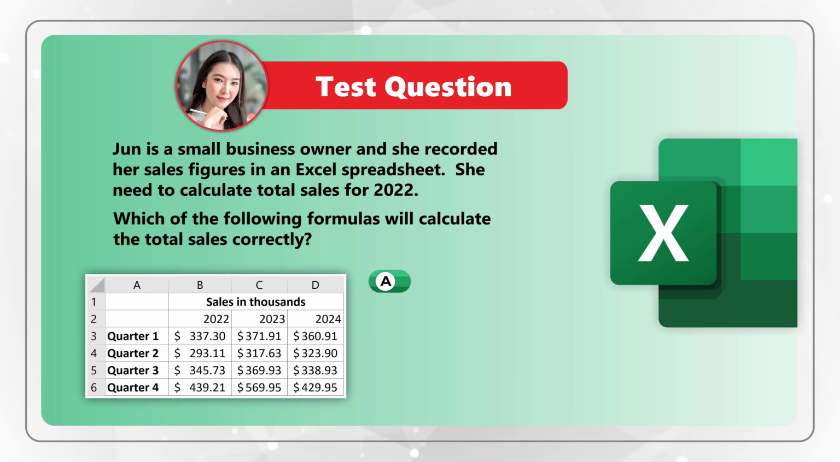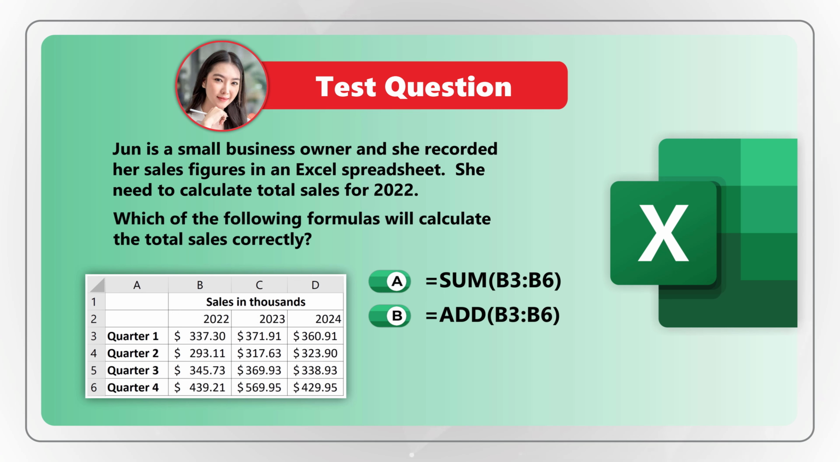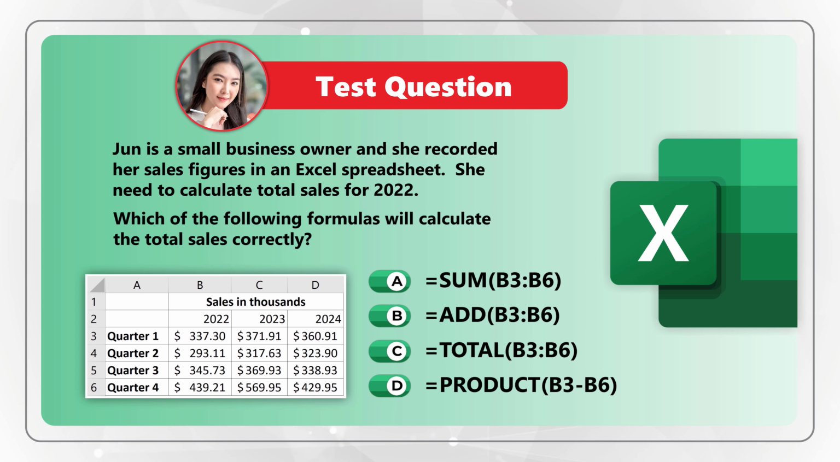Choice A, equals SUM B3 through B6. Choice B, equals ADD and then in parentheses B3 through B6. Choice C, equals TOTAL and then in parentheses B3 through B6. And last but not least, choice D, equals PRODUCT and then in parentheses equals B3 minus B6.